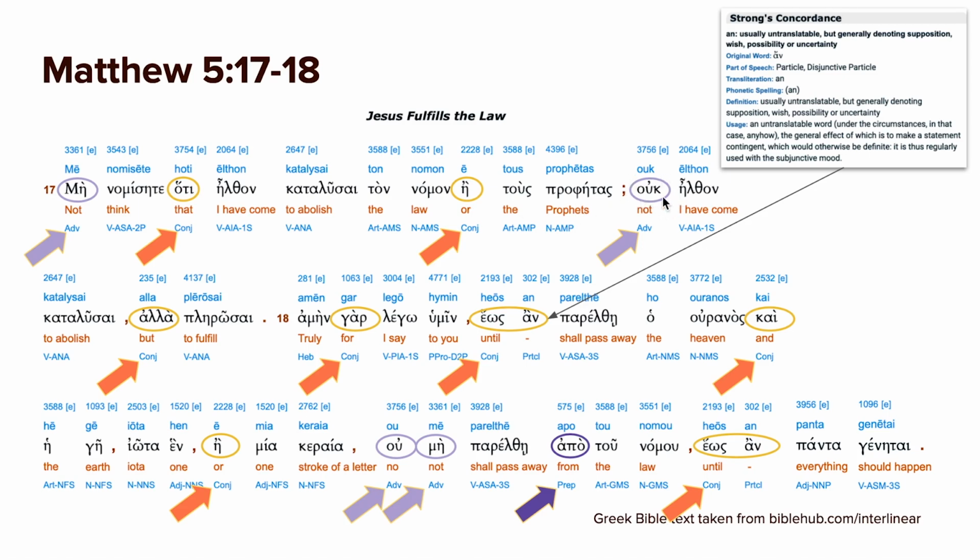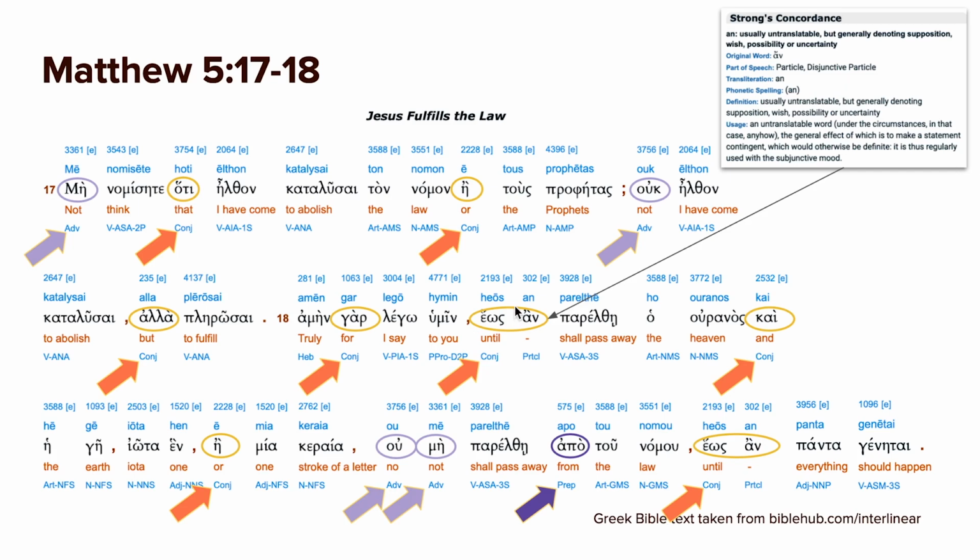And then ouk, again, remember ou before a soft breathing mark becomes ouk, and before a rough breathing mark, it's ouch. And then alla, gar. So this is very common for Jesus to say amen, which comes from Hebrew. Amen, gar lego humin. Truly I say to you.